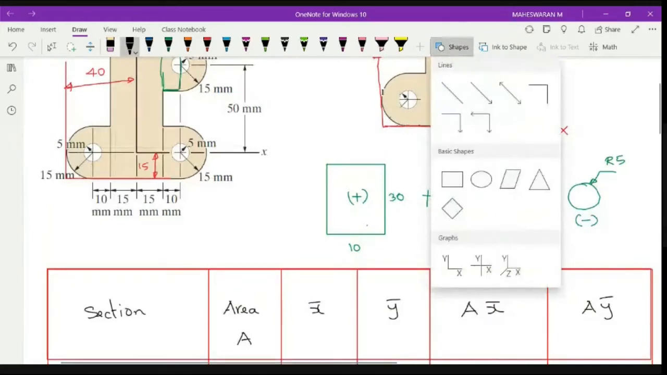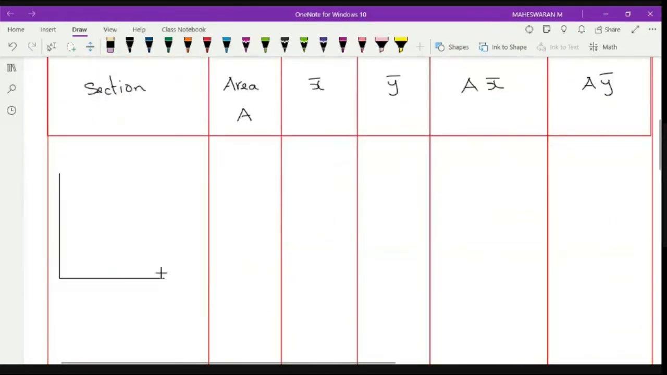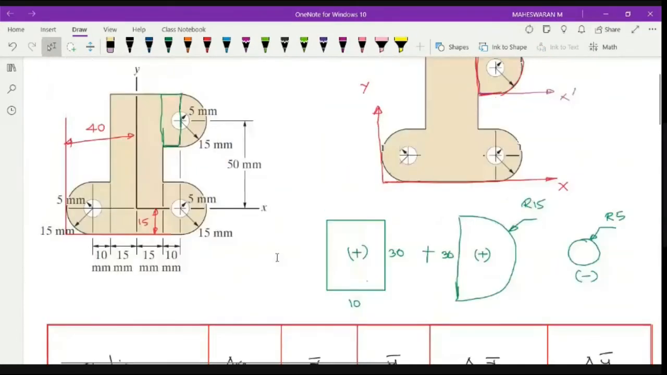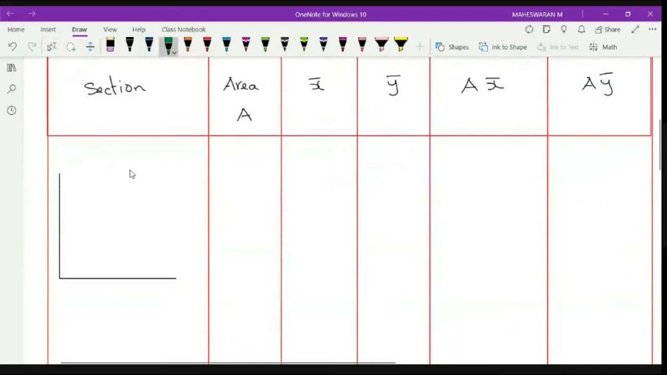First, I am going to fix the first quadrant, first section. So this is my axis for that particular section. It is a rectangle, and it is fixed accordingly. So I will get something like this. This is my rectangle. You know the dimensions with respect to this: one is 10 mm, the other is 30 mm. So I can write here B is 10, H is 30.